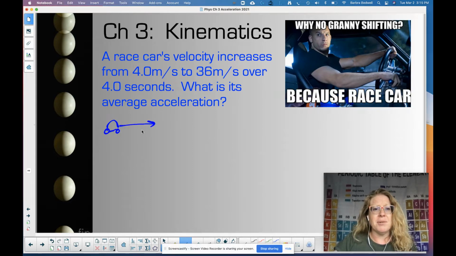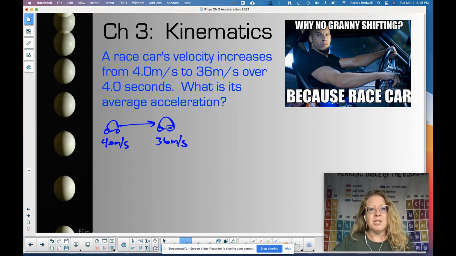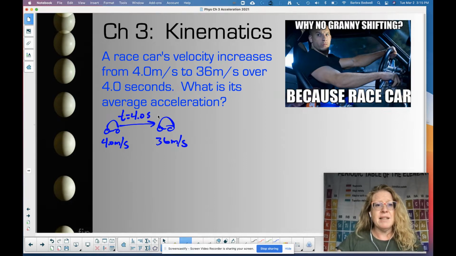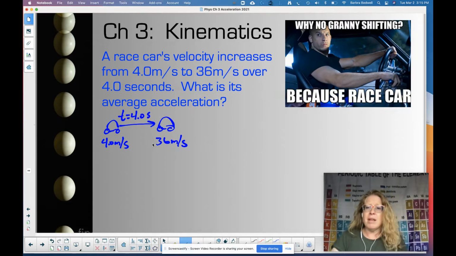It's going this direction, right? It starts at 4.0 meters per second. It's going to end at something like this, 36 meters per second. It's going in one particular direction. This is t equals 4.0 seconds. When I say sketch the problem and think about what you've got, it doesn't have to be fancy, but learning to sketch the problem is an important part of this.